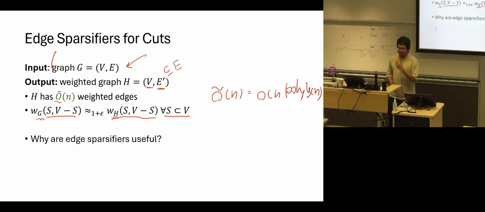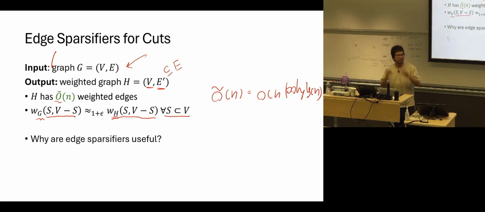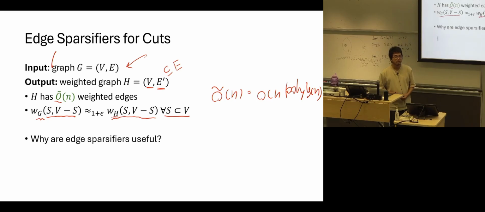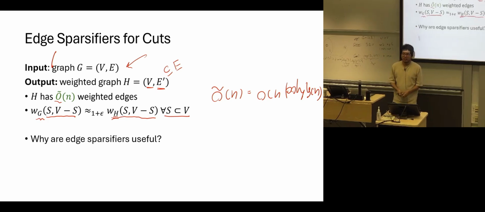Can anyone tell me why this thing could be useful? Can you think of some application? Yeah, regimes with limited memory, where we want to preserve the structure of cuts. Like imagine you have some really dense graph, and you just want to compress it because you have limited memory. If the graph is like 1 billion nodes and it's dense, you cannot store it. But if you sparsify it to order of 1 billion nodes, then you can now store it.